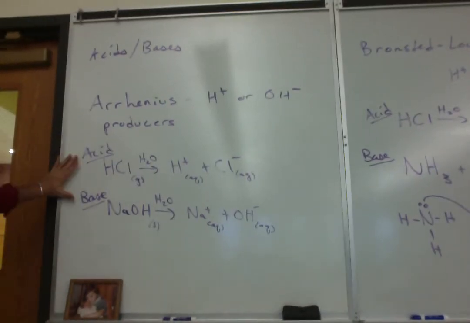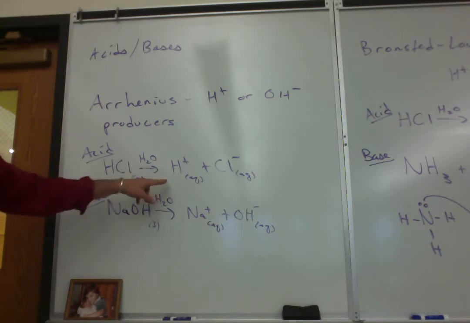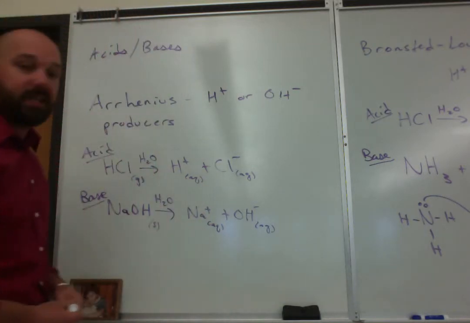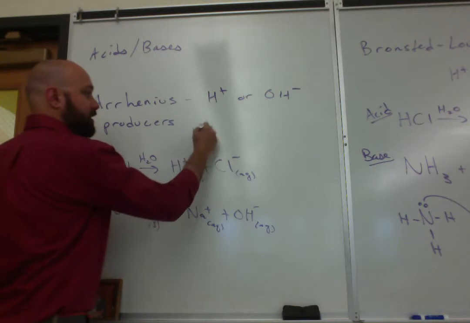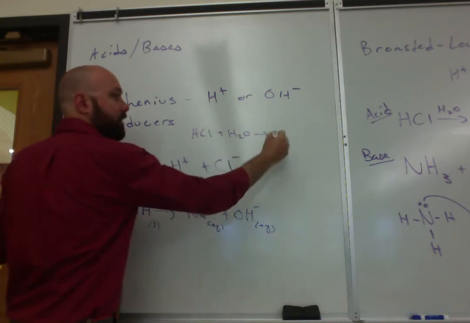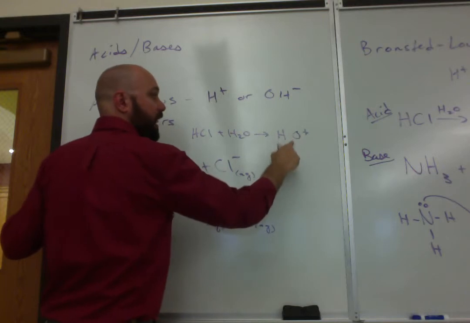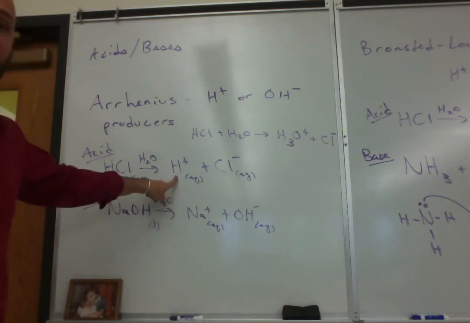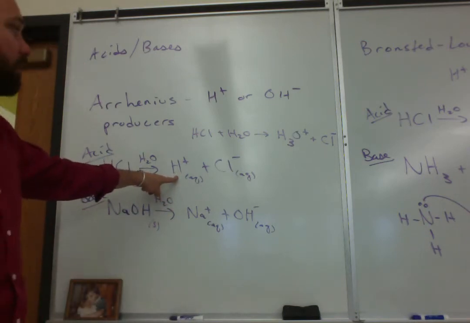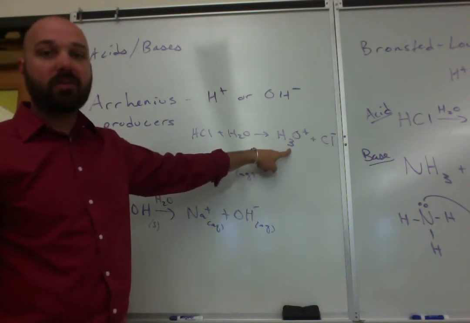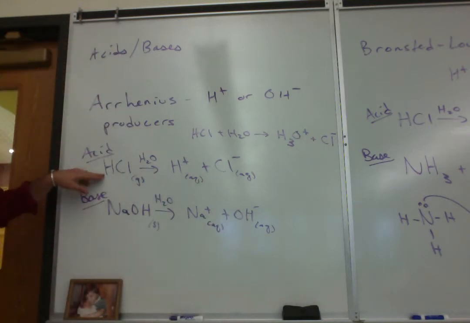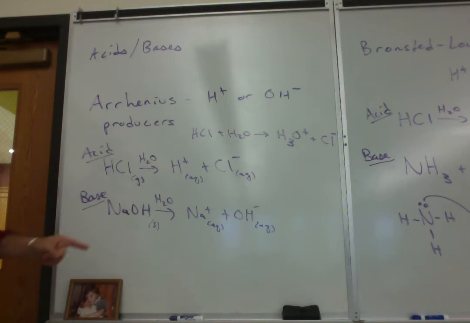So if you look at the examples here of an acid, we have hydrochloric acid mixing with water, and that creates a hydrogen ion and a chloride ion. Another way of seeing this is that HCl plus water ends up making a hydronium ion and a chloride ion. So it's not that hydrogen ions are just floating around in solution. What they're doing is joining up with the water to make H3O+, and then your negative ion. So hydrochloric acid is a hydrogen ion producer.